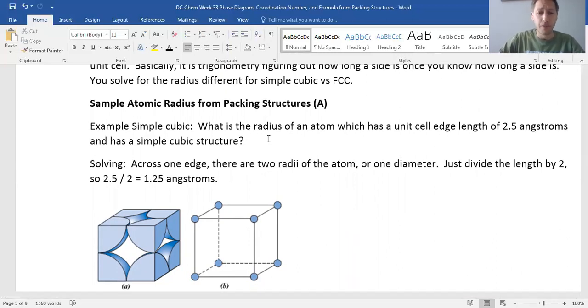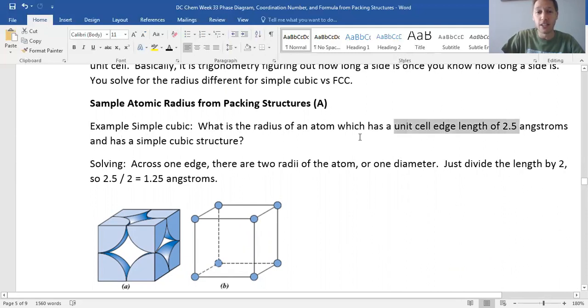For those that are going for the A, I'm going to do some sample questions about atomic radii from packing structures. So how do you find the atomic radius if you know how it packs? We're going to use the unit cell, the smallest repetitive pattern, to find out what the radius is. So a sample question, I'm going to do one for each one. Simple cubic first. What's the radius of the atom if it has a unit cell edge length of 2.5 angstroms and the simple cubic structure?